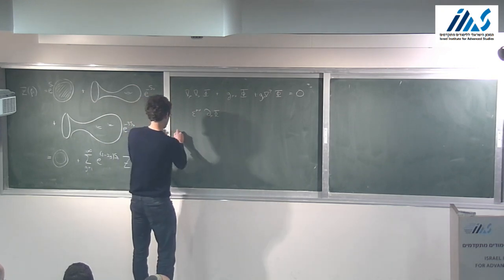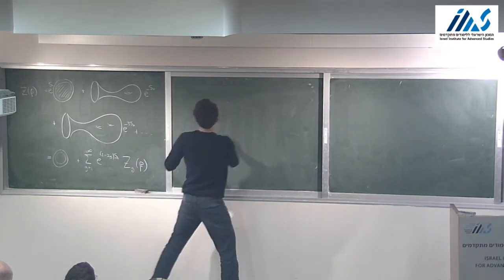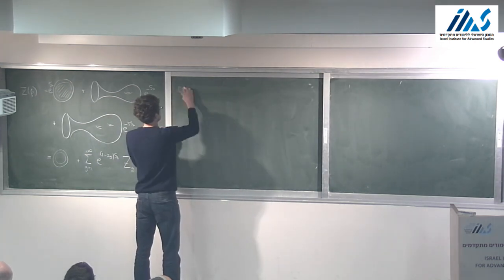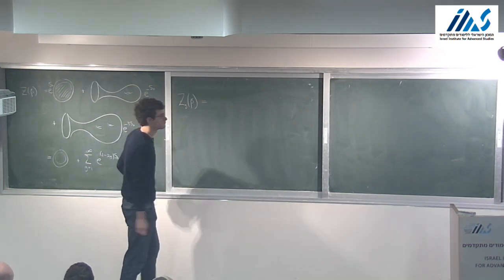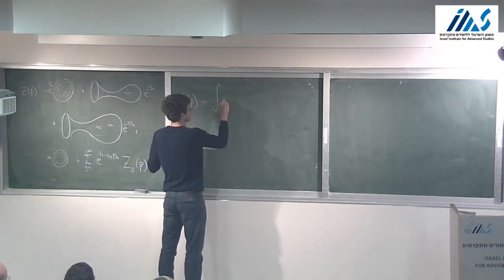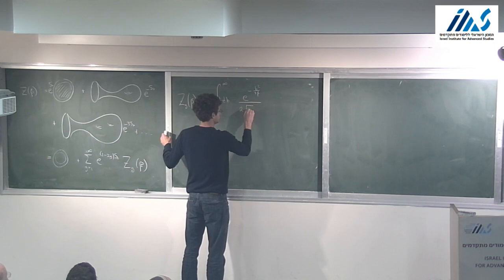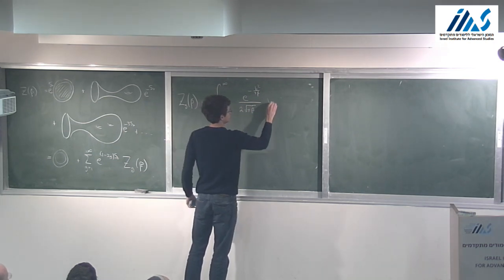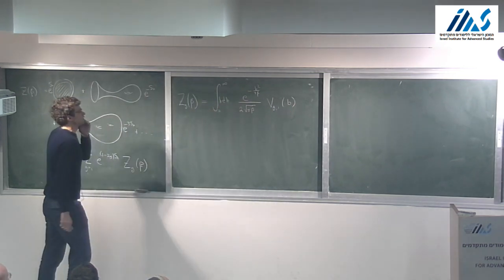Okay, so let's write a formula now. I want to have more space, so I'm going to erase this. Let's write a formula for Z_g of beta. So I'll write a formula and then we'll explain all the terms. It looks like an integral b db from 0 to infinity of e to the minus b squared over 4 beta, over 2 square root of pi beta, times V_{g,1} of b. So let's look at the terms.